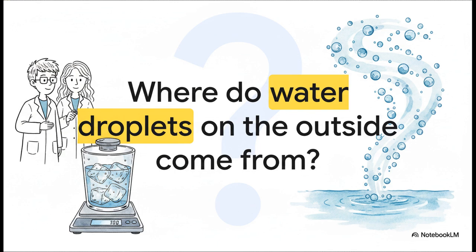They put a completely sealed glass of ice water on a highly sensitive digital scale. If the water was just leaking from the inside out, the total weight wouldn't change at all, right? But guess what? The weight actually went up, which perfectly proves the water isn't seeping through the glass. No way. That water is arriving from the outside.